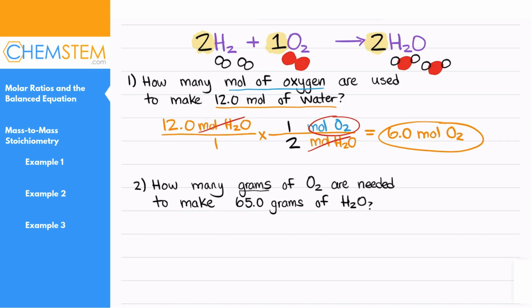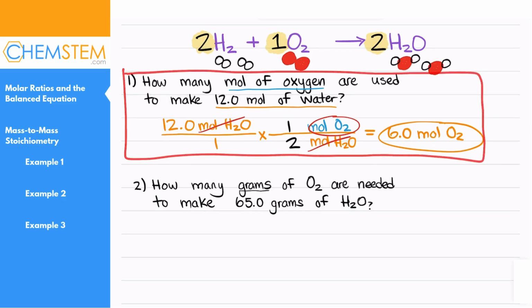So we only need half the number of moles, and that's coming straight from the molar ratio. We weren't even worried about hydrogen. We assume that the hydrogen's unlimited or in excess. So this right here is an example of a molar ratio, or a mole-to-mole conversion.